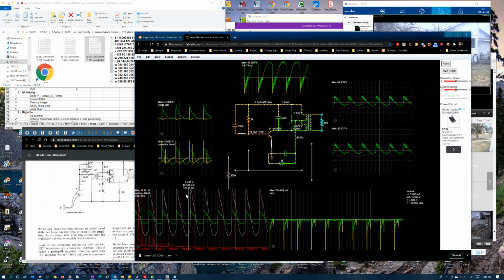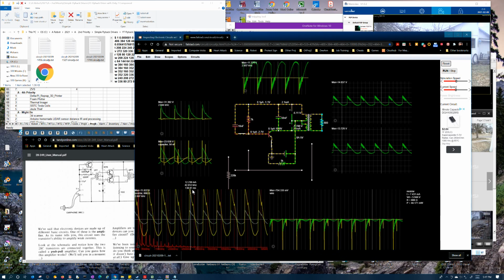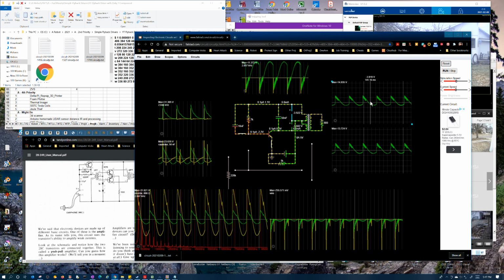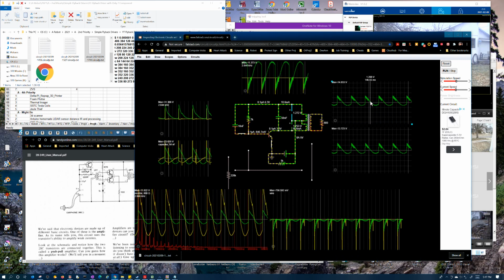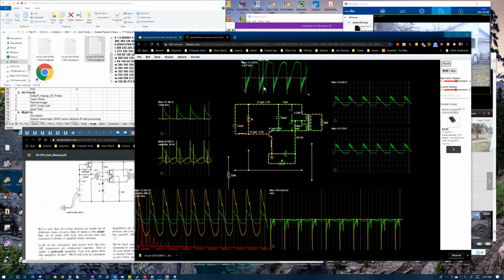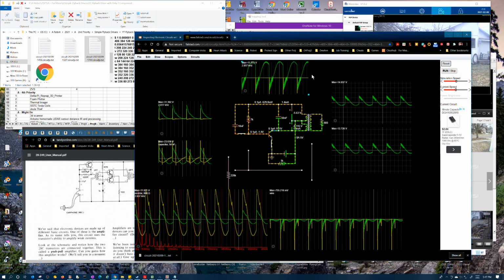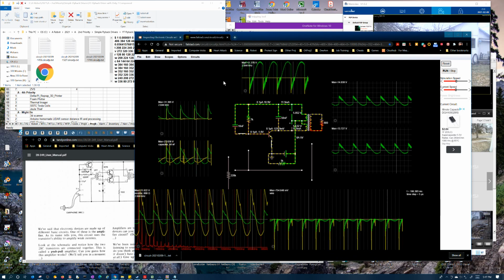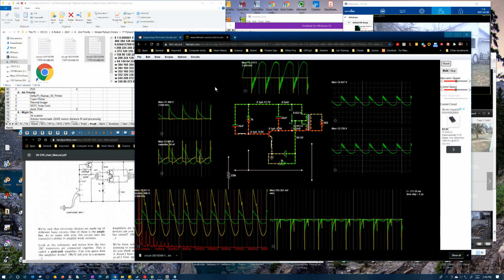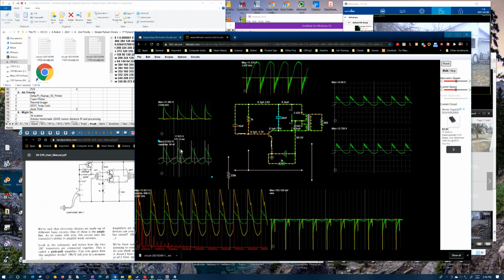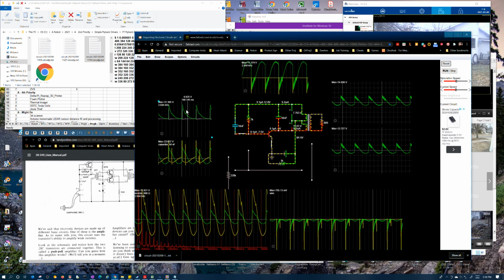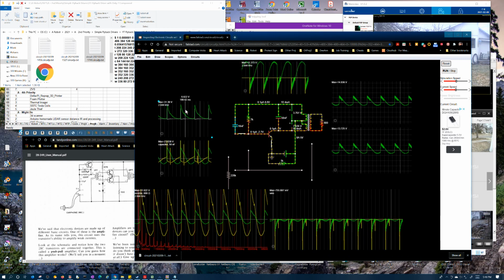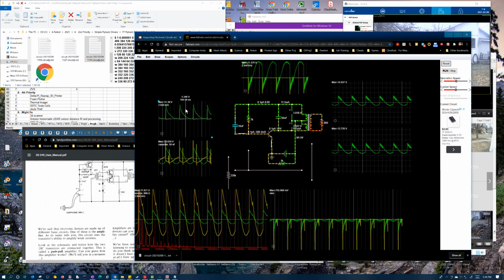That's the thing, you can't scale the current versus the voltage, so this looks like there's huge current flowing through, but there really isn't. 31 volts on this. So I don't know.